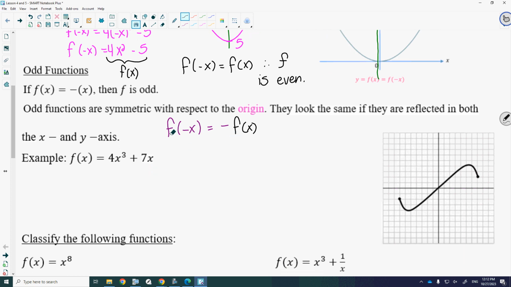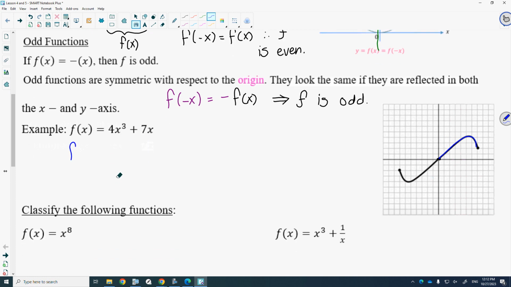Okay, sorry, where was I? If we input negative x into our function and we get our function with a negative in front of it, so basically negative factored out, then that is going to indicate that our function is going to be odd. So if this occurs, then f is odd. Odd functions are symmetric about the origin. If you look into quadrant 1, this piece is first reflected in the y-axis, and then reflected down into the x-axis. That would be symmetric about the origin.